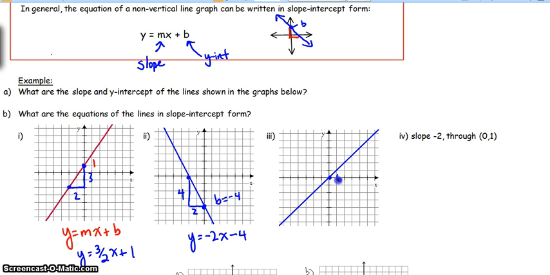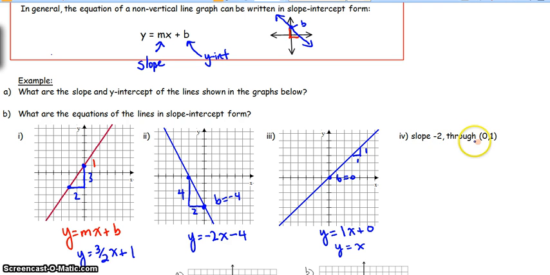What's b? Oh, b is 0. My output is 0 when I'm inputting 0. So that's my y-intercept. My slope is 1 over 1, or just 1. I could write it like this, 1x plus 0, but I don't need a multiplication factor of 1, so I just write x and I don't need to add 0. So y equals x is the equation of this line.